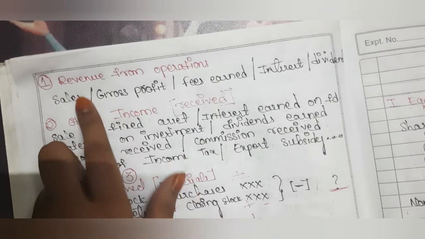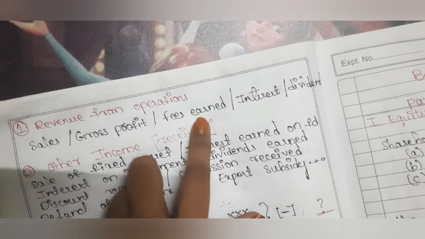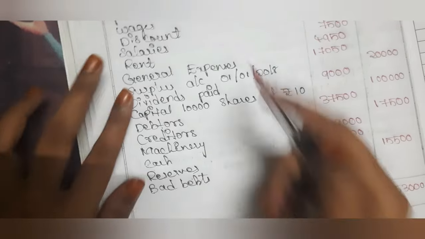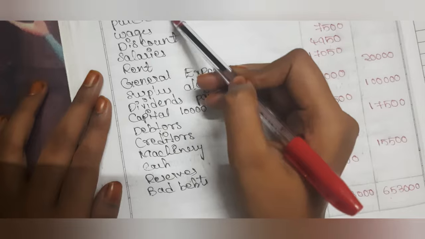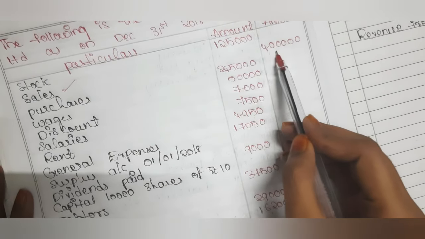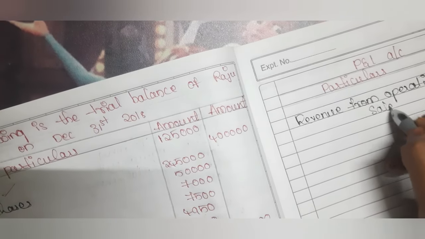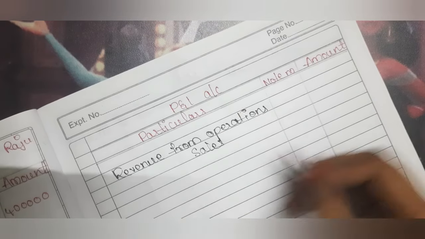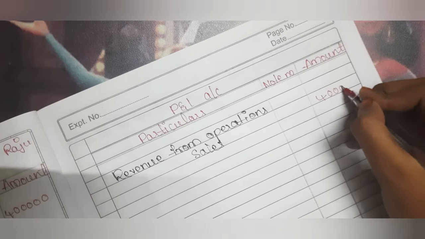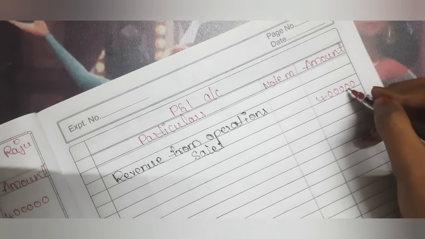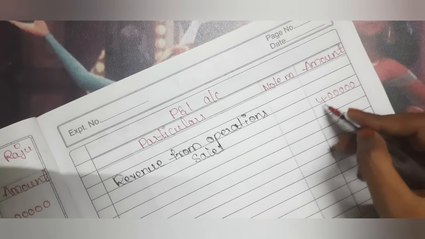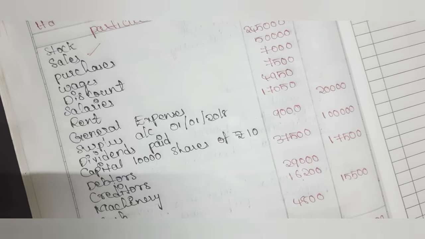See here, in revenue from operations we can have sales or gross profit, fees earned, interest, dividend. Stock no, sales we will be taking here, purchases no, wages no, we will be taking sales. How much is the amount for the sales? It is 4 lakhs. So you mention here sales, 4 lakhs. You need to recheck how many zeros you have written. Sometimes you will be doing mistakes, even I do mistakes, so you need to recheck it again.